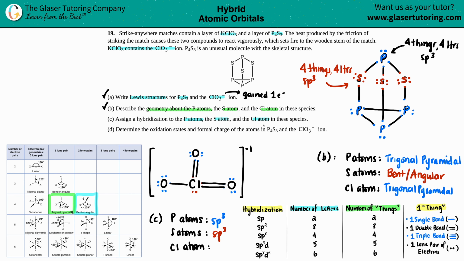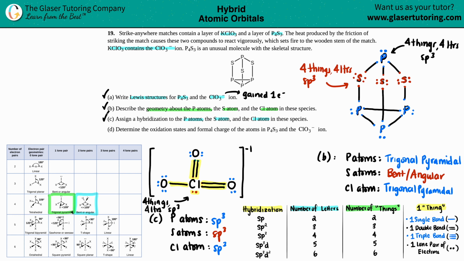Last one for the chlorine. What's going on with the chlorine? Well, it's got one thing, a single bond. Here's a double bond, that's 2 things. Here's another double bond, that's a total of 3 things. And then you have the one lone pair. That's the 4th thing. So 4 things, 4 letters, sp3. So it seems like they're all sp3. And I guess I'll go blue again. That was fun.